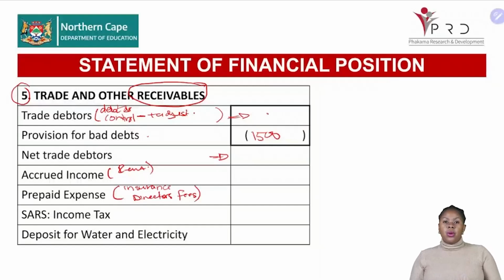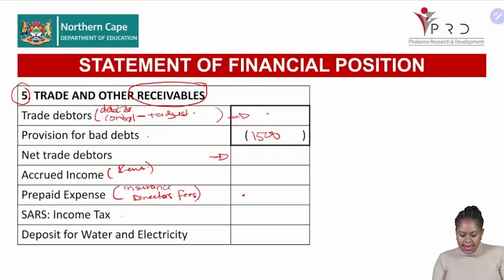You would have removed it from your statement of comprehensive income, right? So you subtracted that particular amount from your director's fees, from your insurance, and then you take that specific amount and you bring it into your trade and other receivables note. Then you will add that amount, no problem.